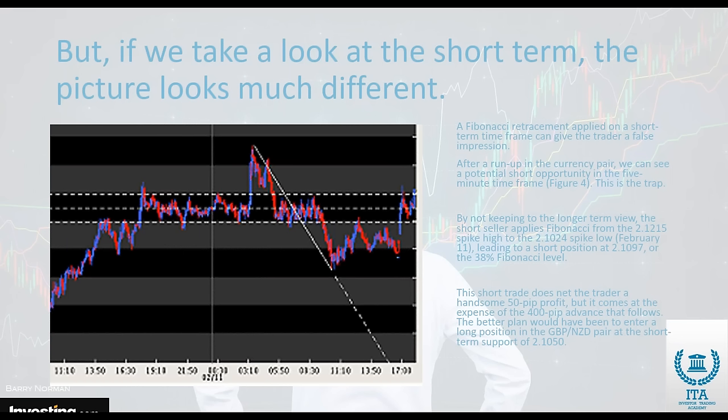So a Fibonacci retracement applied on a short-term time frame can give traders a false impression. After a run up in the currency pair, we can see a potential short opportunity in the 5-minute time frame. This is a trap. By not keeping to the longer-term view, the short seller applies Fibonacci from 21.2 to 21.10, leading to a short position at 21.10.97.